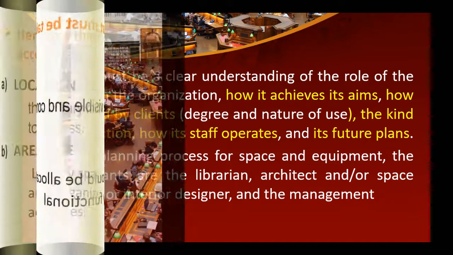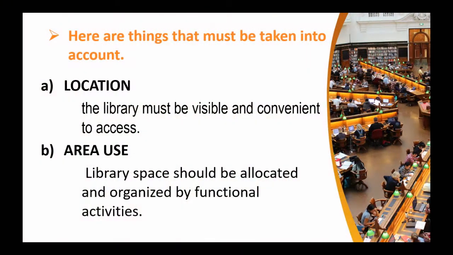Here are things that must be taken into account. First is location. The library must be visible and convenient to access. When we are building a library, we need to plan where we are going to build it, wherein our future clients can access. Also, it must suit or fit the needs of your clients.